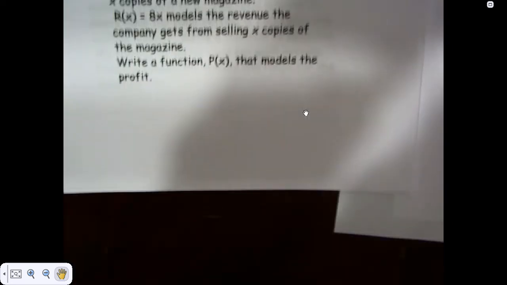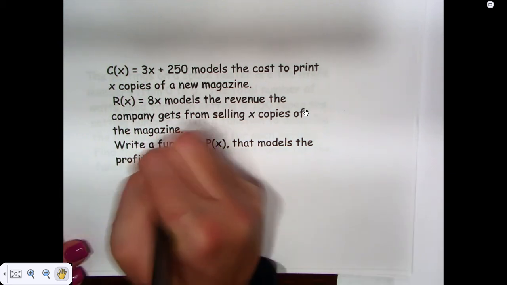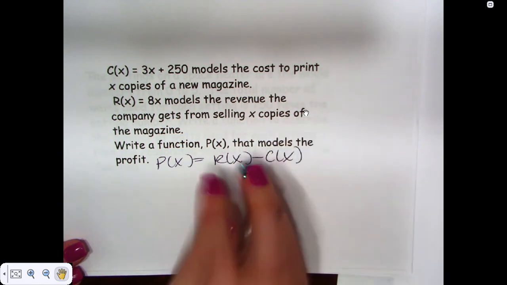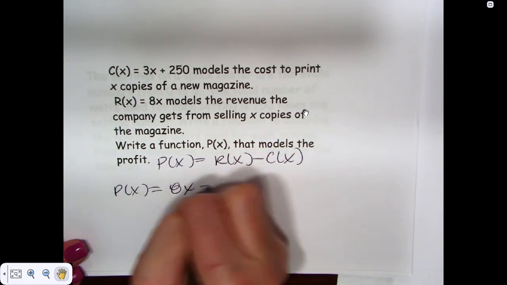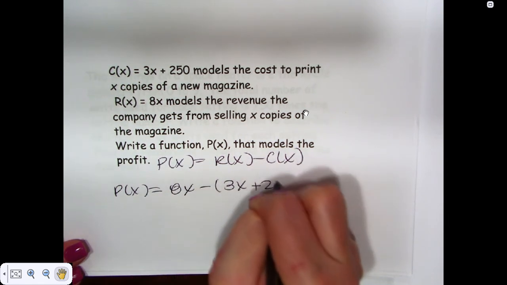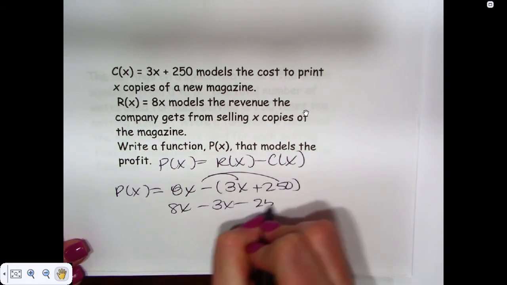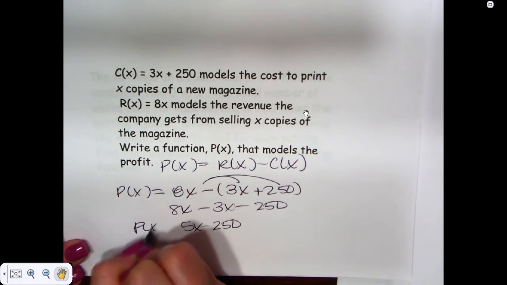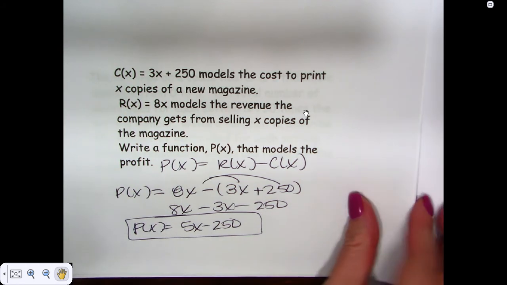Okay, one more real quick. Revenue, cost. Okay, so remember profit equals revenue minus cost. So our profit here is going to be our revenue, which is 8x, minus our cost, which is 3x plus 250. Distribute your negative, and that's going to give me 5x minus 250 for my profit equation. Okay, so that's the first part of your notes for Monday.